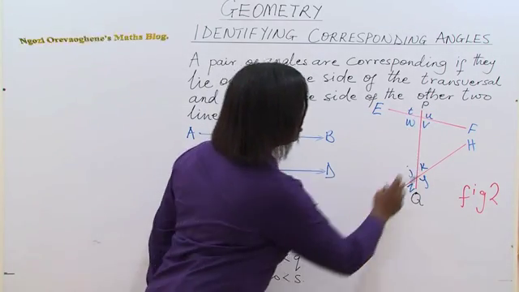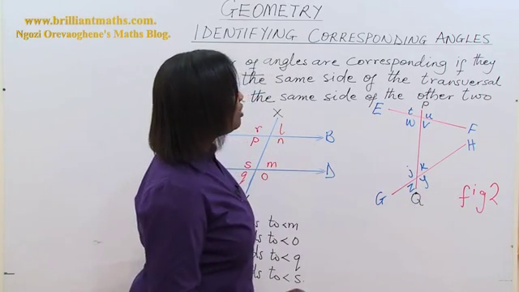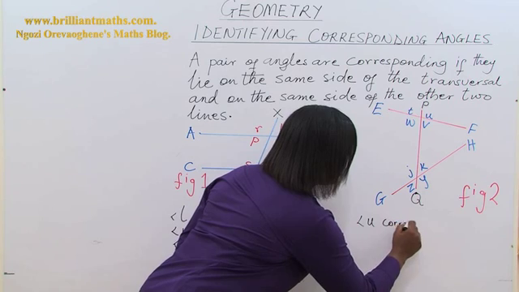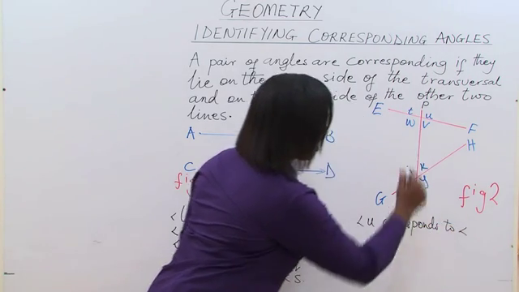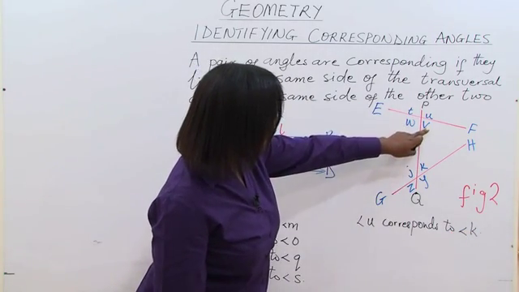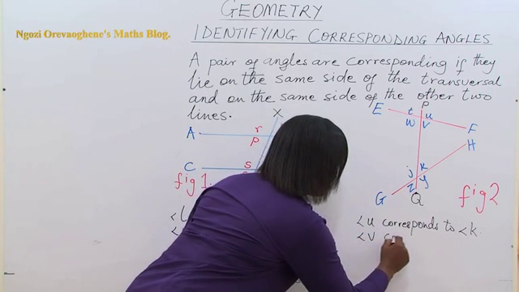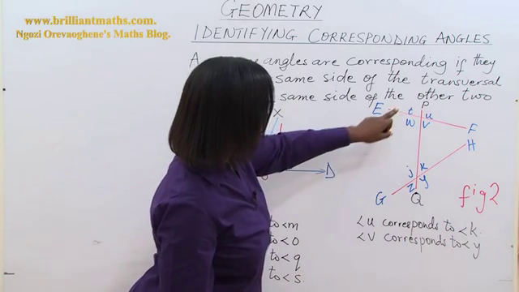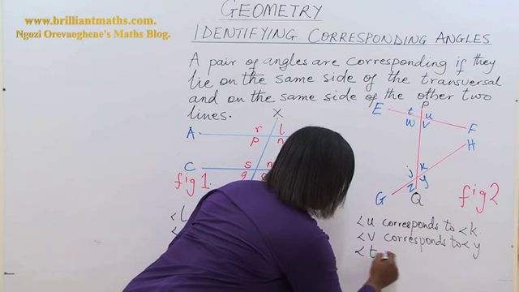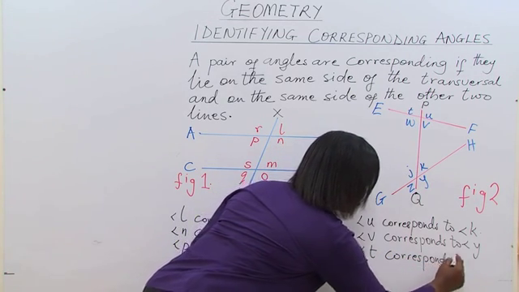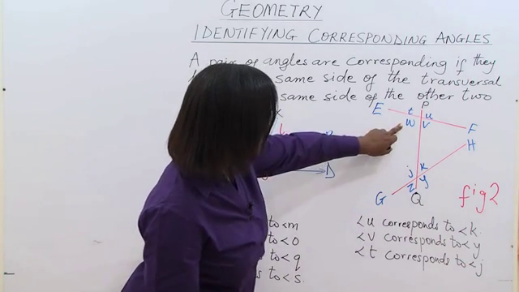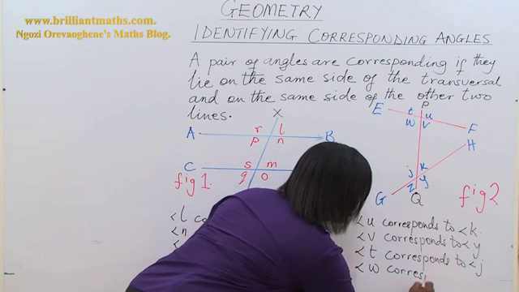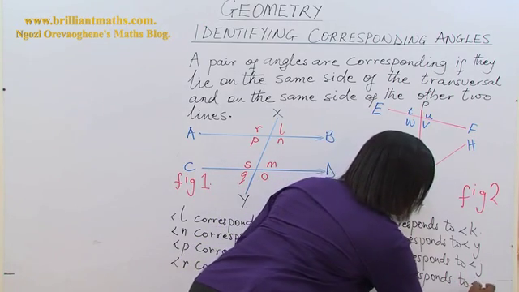We can say U corresponds to K. They are on the same side of PQ, to the right and on top of the lines. So angle U corresponds to angle K. Also, angle V corresponds to angle Y. Angle T corresponds to angle J. And finally, angle W corresponds to angle Z.